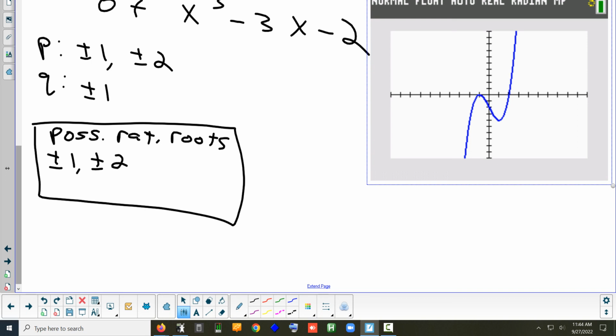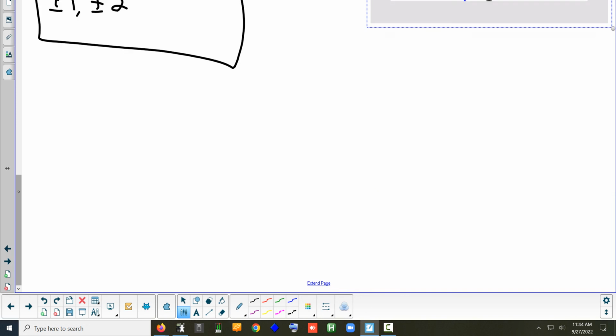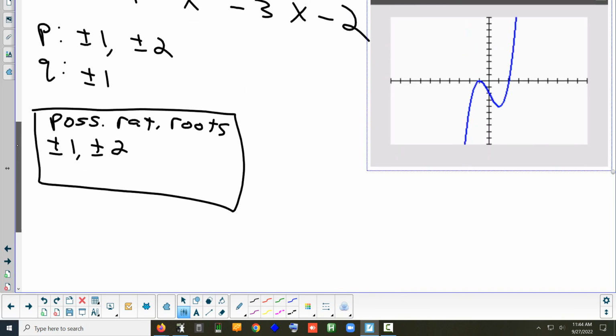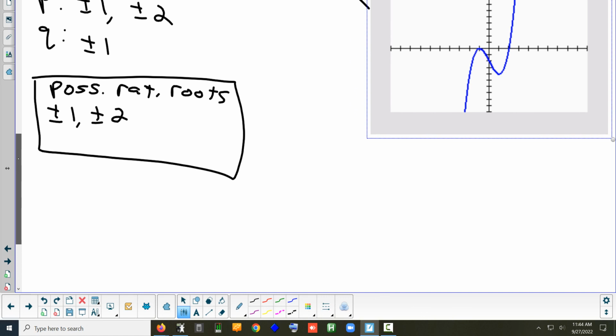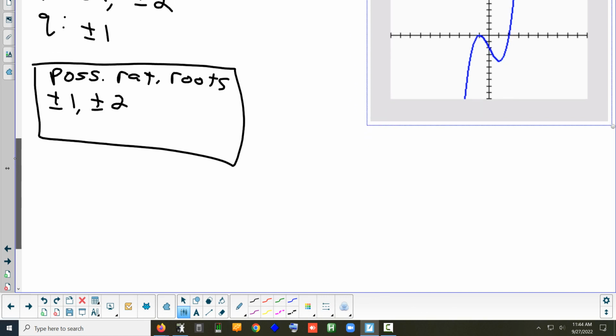Which one you pick doesn't matter. You're going to be able to do the problem either way. So let's pick -1. Let's try to prove that -1 is a root. So what we're going to do is divide through synthetically by -1 and hope that I get a remainder of 0.